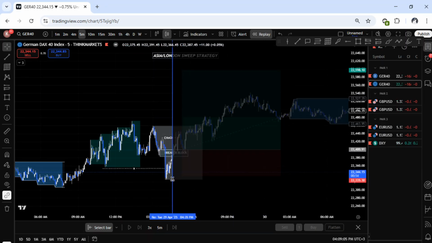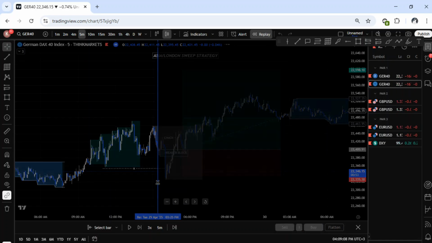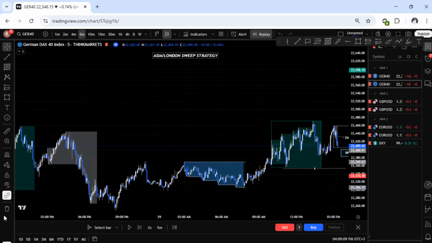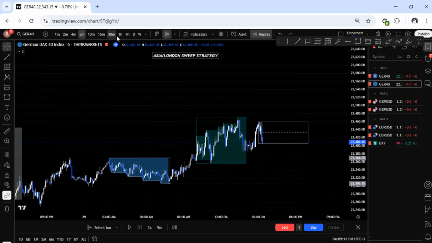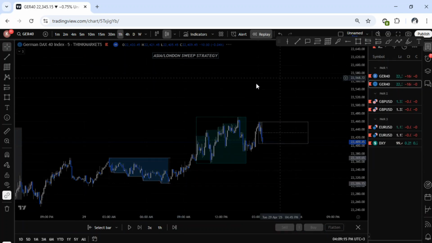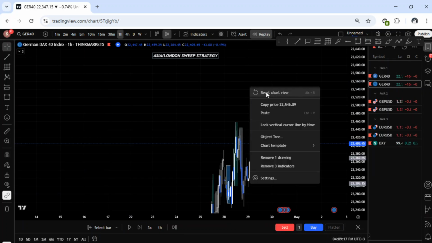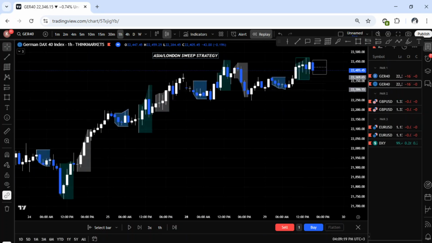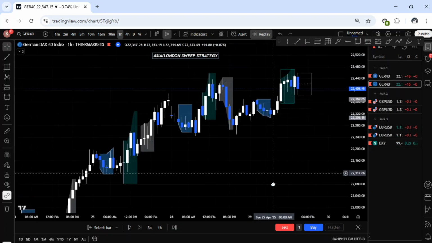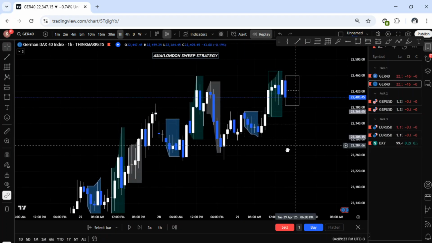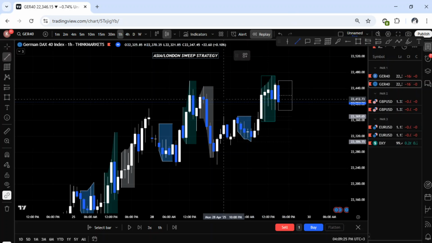So let's break this here. Let's cut that there, and then let's remove everything. Let's go to 1 hour and see the break of structure. I can assure you, you don't need that break of structure in 1 hour. The strategy, the checklist, does not need any break of structure. I actually don't even check.